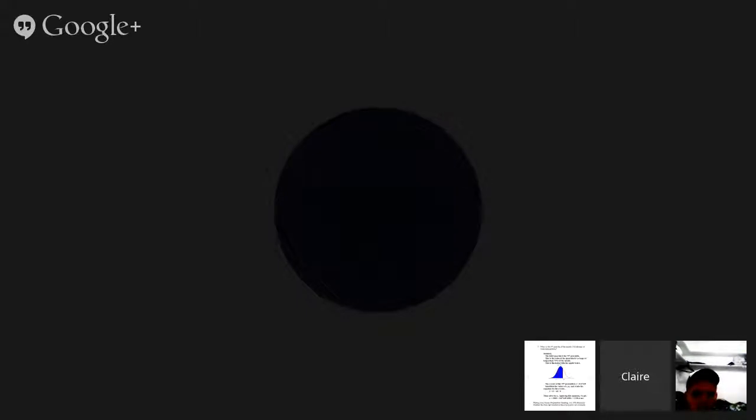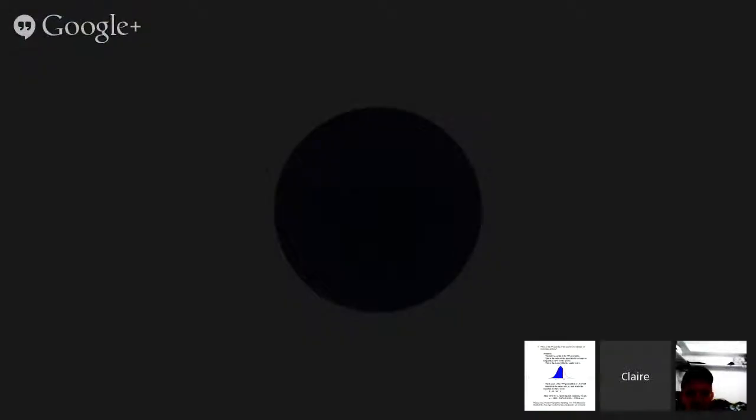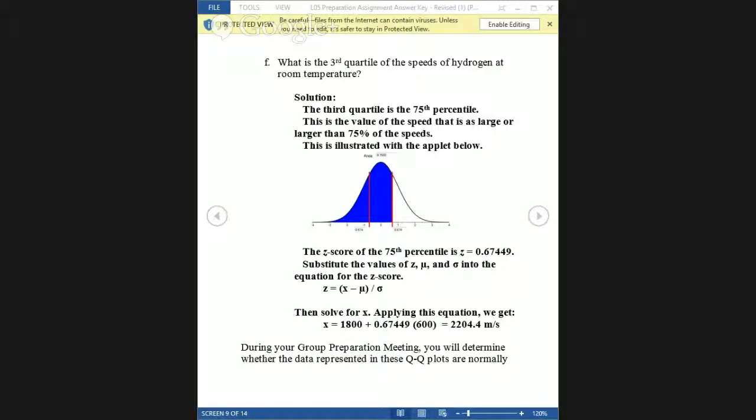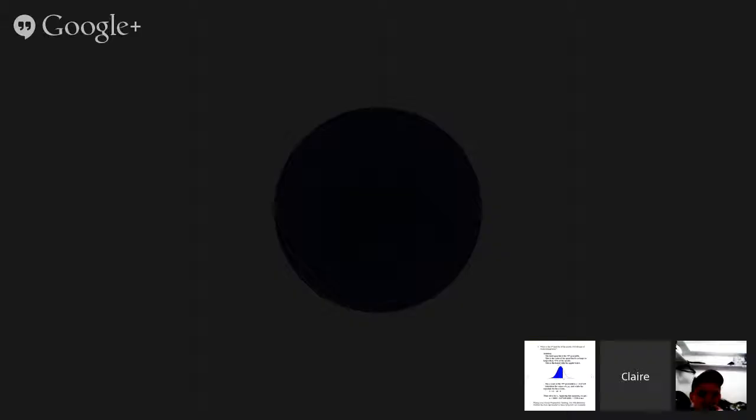greater than 1.1? Wait, 1.0. Oh, that would be B. Yeah, B. I think so, because that's the area above the z-score. You there, Colby? You agree? Yeah. Okay, B.